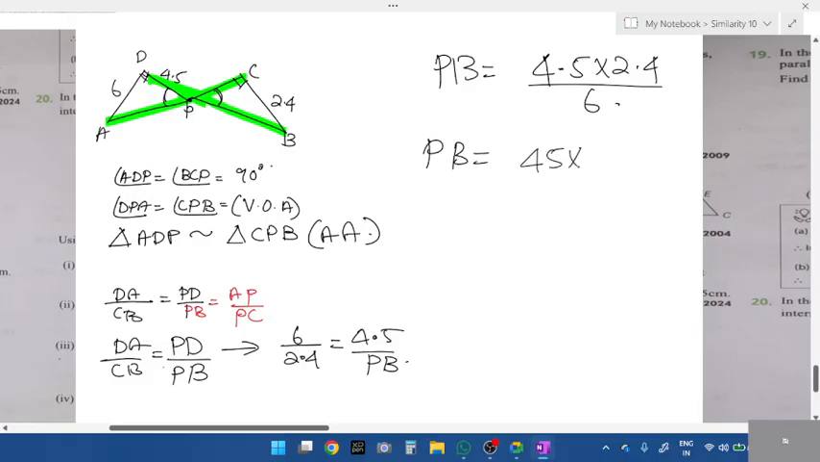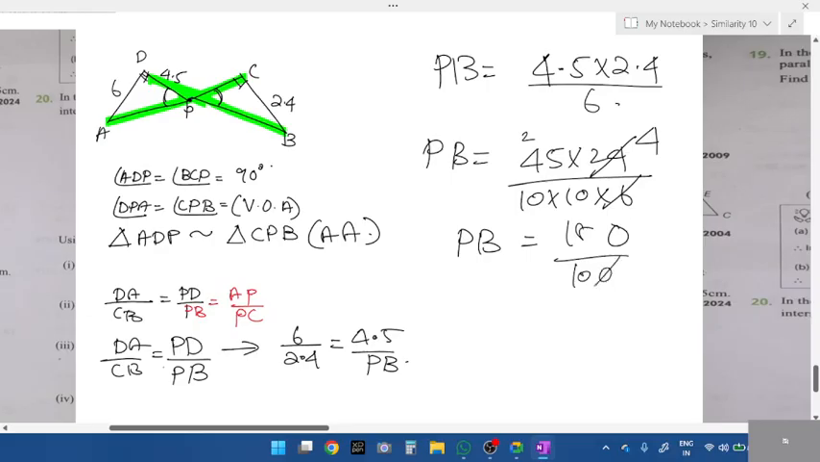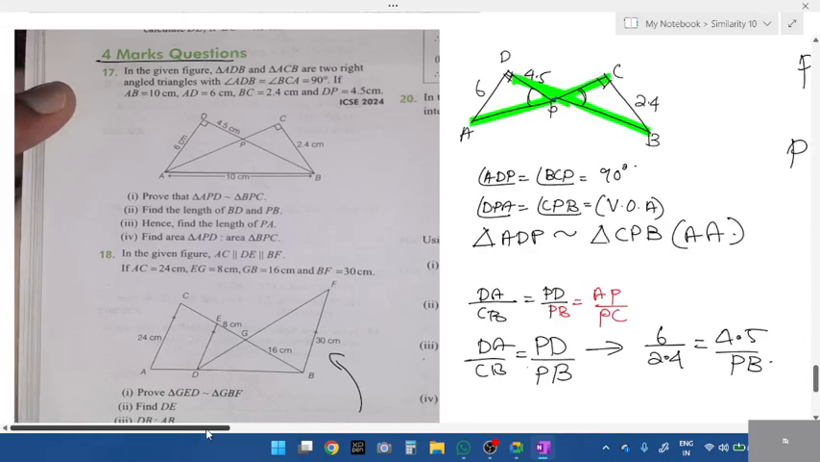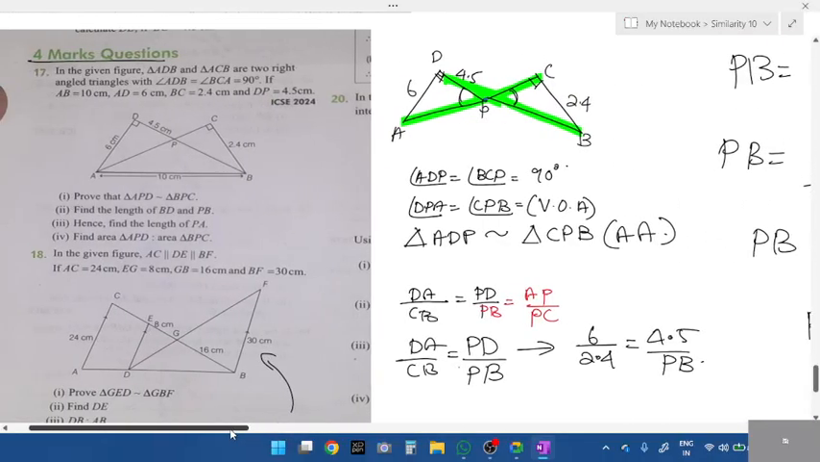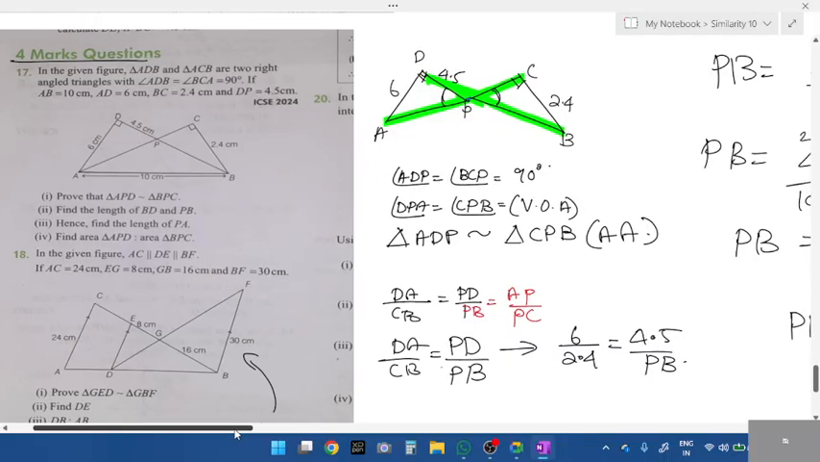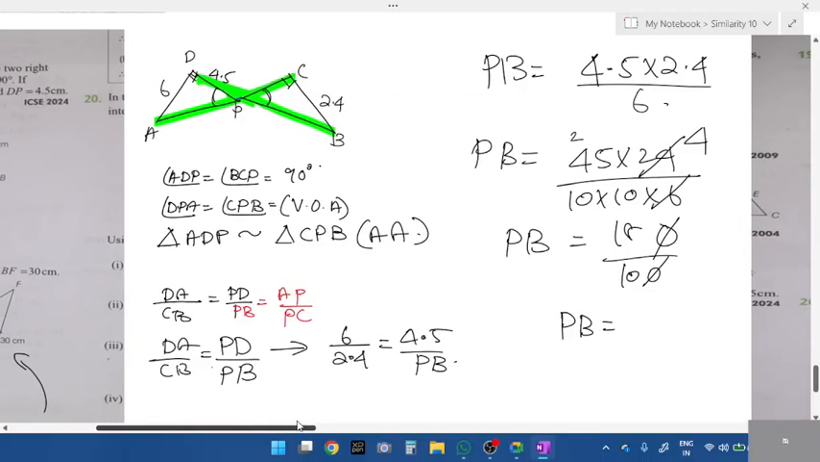What's the answer? 45 into 24, divided by two zeros. 10 into 10 into 6. 6 ones are 6, 4 fives are 20, 4 fours are 16. 18 divided by 100. DA is 6 centimeters divided by CB, which is 2.4. PD is 4.5 divided by PB. 6 and 2.4.